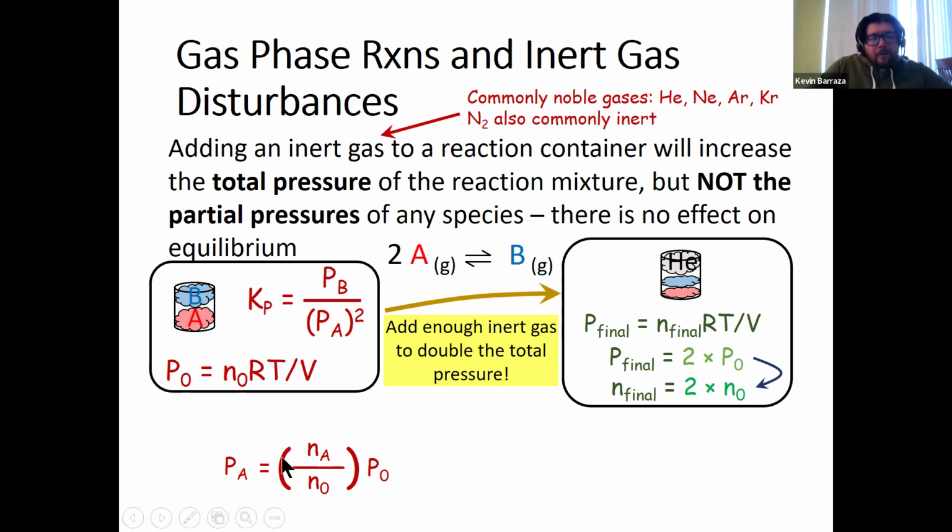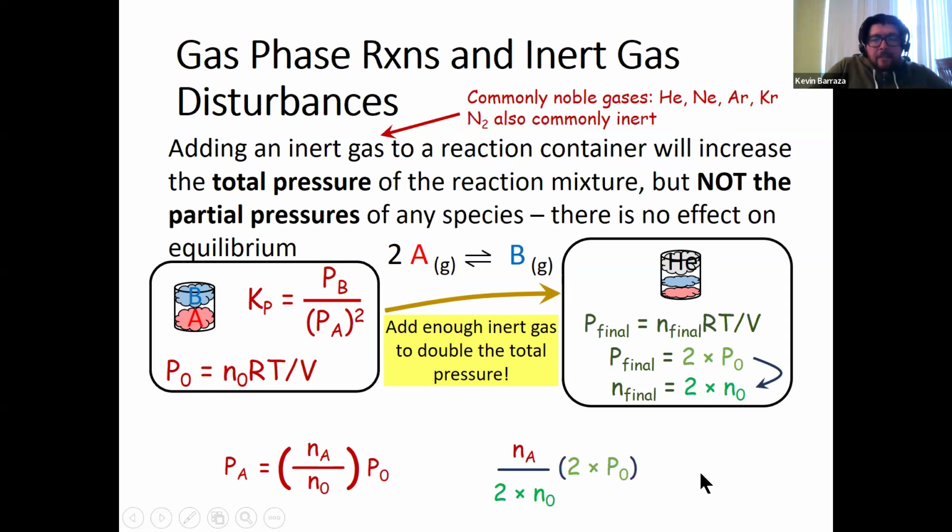Anyway, the formula for this should all be something from Chem 1A. Again, I'm just showing this. It's not going to come up on a quiz or exam, but the formula for partial pressure is the mole fraction times the total pressure. So this would be how we calculate the partial pressure of A: the moles of A divided by the total initial moles times the total initial pressure.